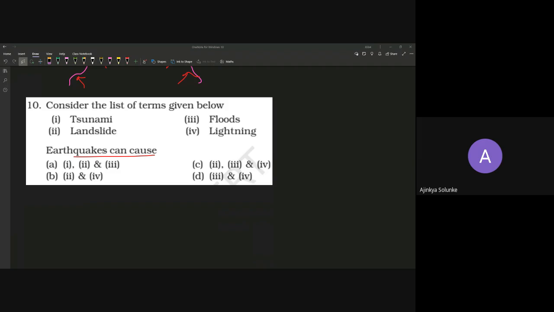Tsunami is possible, right? Earthquake. What about landslide? Landslide means when the land moves spontaneously, or a large land is moving. That is also happening on mountainsides, so that is possible. Floods, yes, floods are possible, as we have seen in our book. Lightning is not possible, right? Lightning is related to clouds, so nothing to do with earthquakes. So first, second, and third, option A. Okay, good.